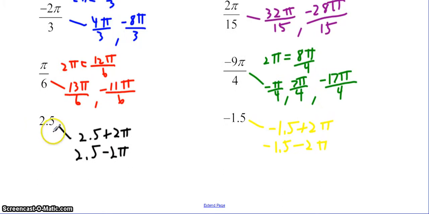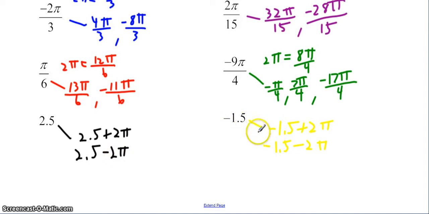Here with 2.5, this is not in terms of pi, therefore I'm just going to write it as 2.5 plus 2 pi and 2.5 minus 2 pi. The only thing I have to be careful about is making sure that 2.5 is less than 2 pi, because if it's not, then when I subtract 2 pi, I'm still going to get a positive angle.